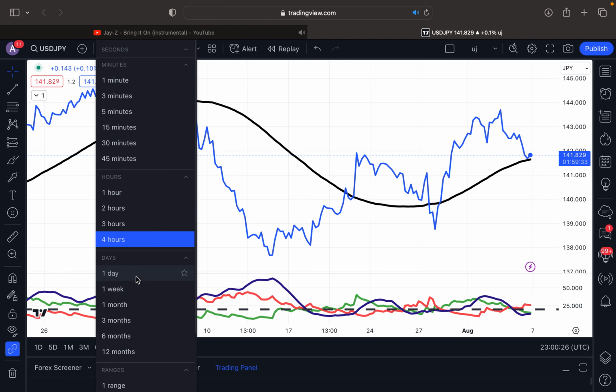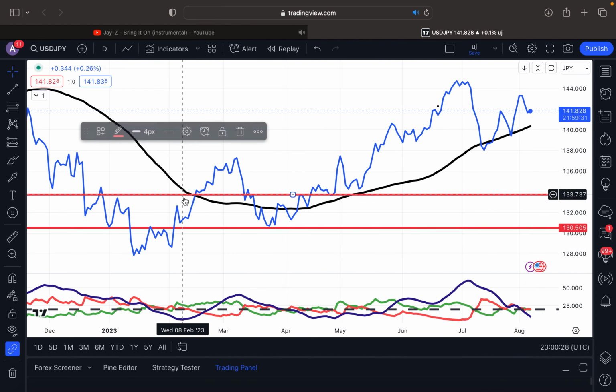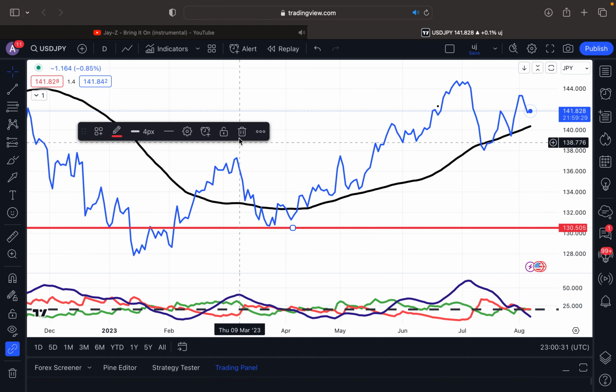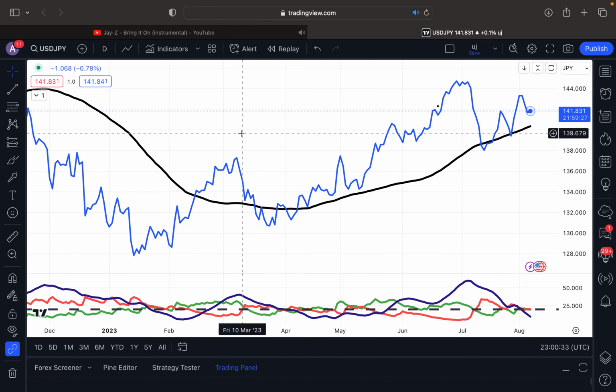And like I said, I'm doing this for USD JPY. Once again, USD JPY is my favorite pair to trade. I've been trading it for some years, but one thing that I always do is draw my support and resistance levels so I can know for which areas to look for major opportunities.